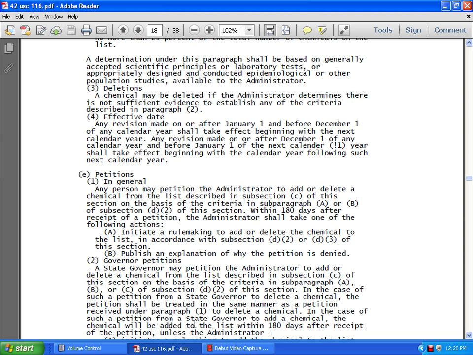The administrator shall take one of the following: A. Initiate rulemaking to delete the chemical from the list in accordance with subsection D2 to D3 of this section. B. Publish an explanation of why the petition is denied.